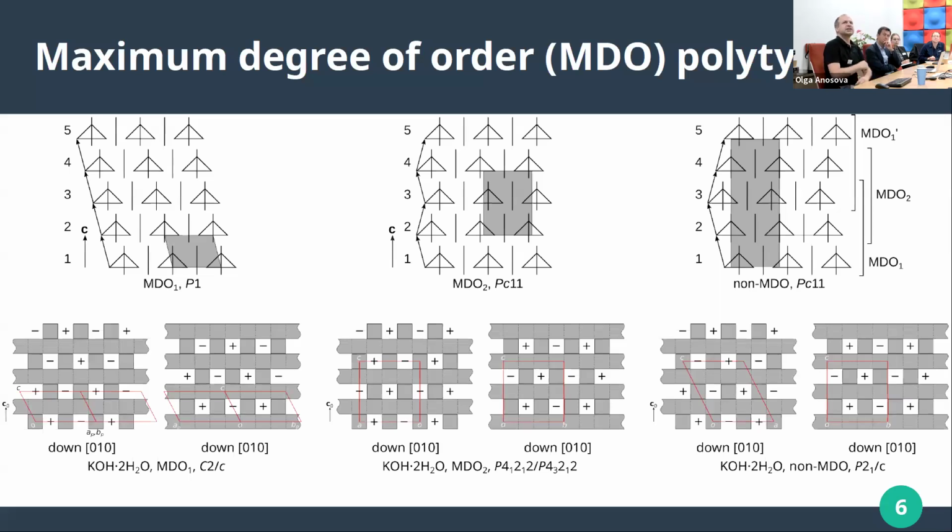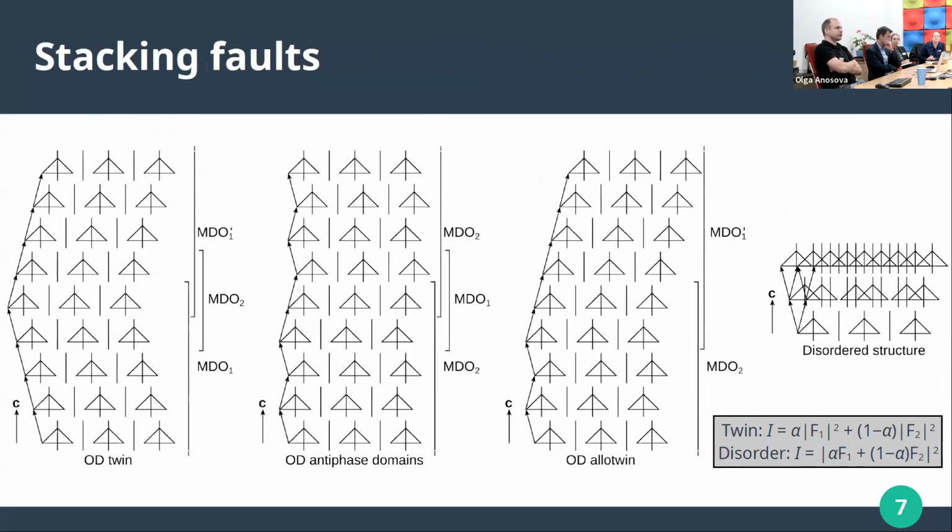That brings me to the next slide. What happens if we get stacking faults? Because these triples are, we said, a bit different, but not much. So during crystallization, you would expect that there are errors.